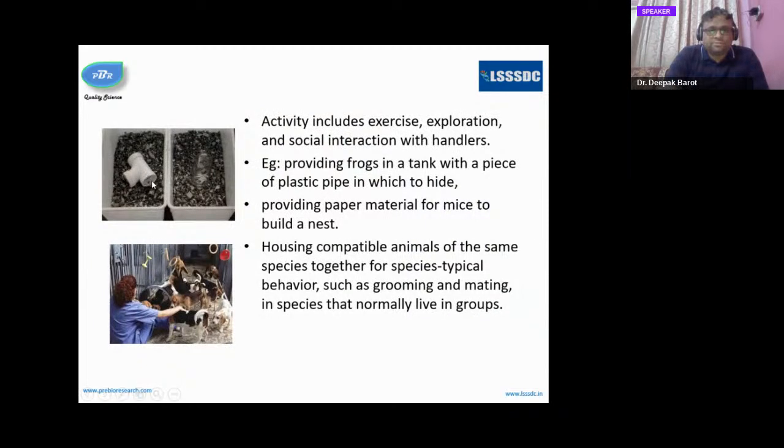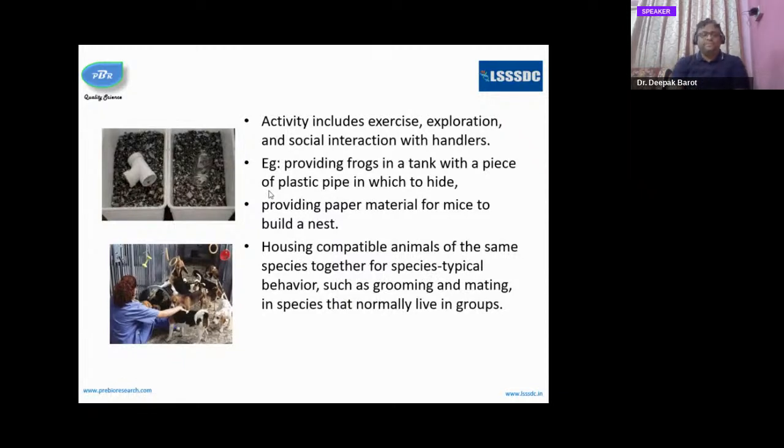Like this, you see, they like to do exercise. In this also, a small tunnel kind of thing has been kept, right? For beagle dogs also, you see, this is the area provided to them. Paper material for mice, so they can build a nest. Housing compatible animals of the same species together encourages species-typical behavior, grooming, mating. If they are in a social environment, all these behaviors are encouraged. So that's why we say that wherever possible, do the enrichment.